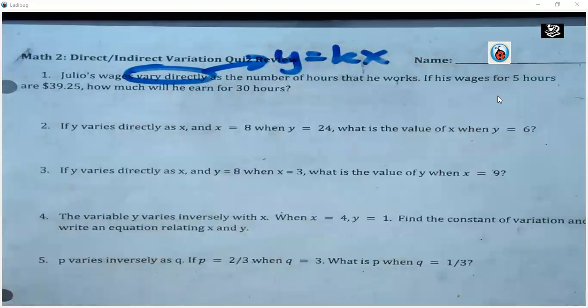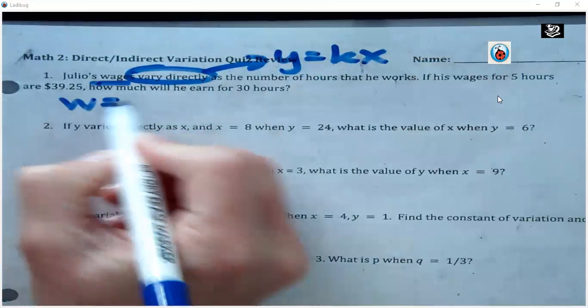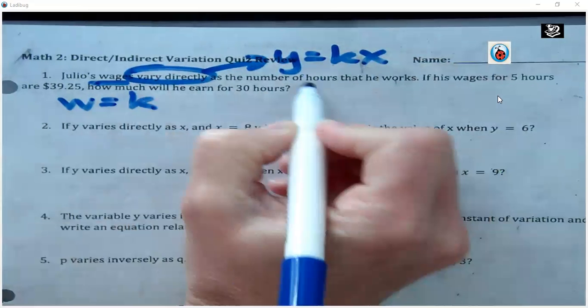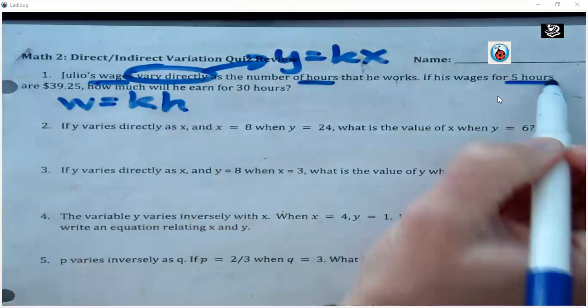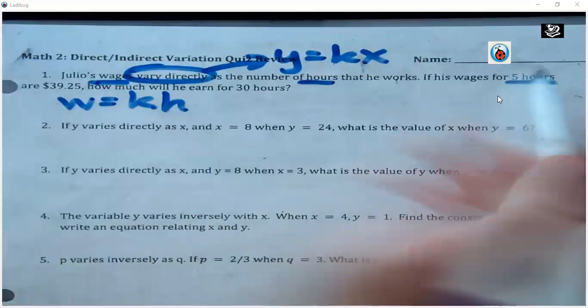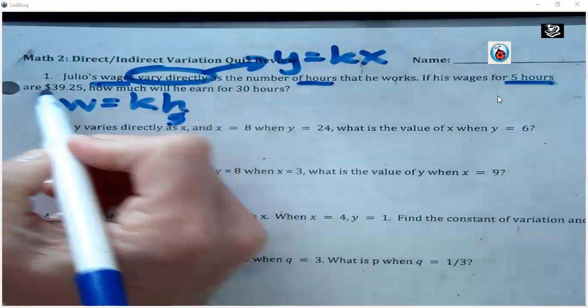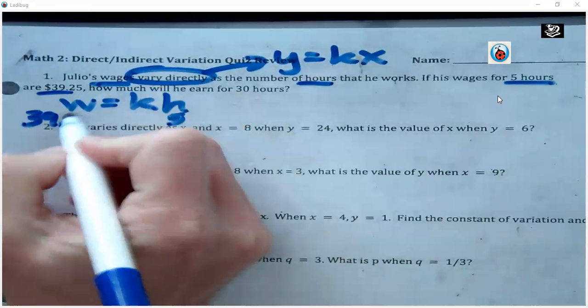Since it's a word problem, I'm going to use variables that match what I'm talking about. So I'm talking about his wages, so I'm going to use w equals k, and instead of using x, I'm going to use an h for hours. If his wages for 5 hours, what do I plug the 5 in for? H. And $39.25, those are his wages.